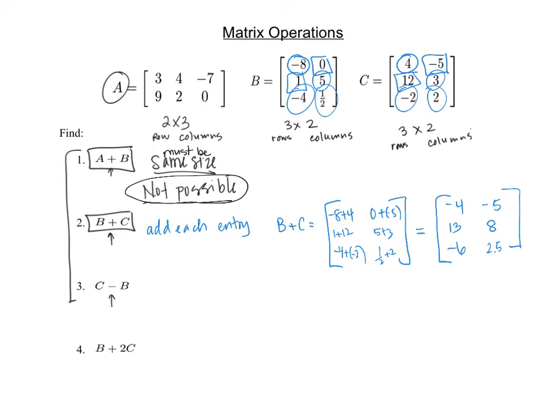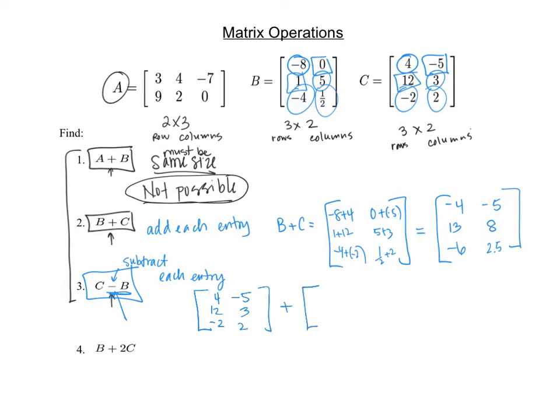So to find C minus B, again, we need to make sure that they are the same size, which they are. And this time we're going to subtract the entries. Or you can think about it that you're going to put a negative on every entry in matrix B. So matrix C, I'm going to rewrite down here. We have 4, -5, 12, 3, -2, 2. So instead of writing subtract, I'm going to add, but I'm going to take a negative of everything in matrix B. So that'll be a +8, 0, -1, -5, 4, and -1/2.